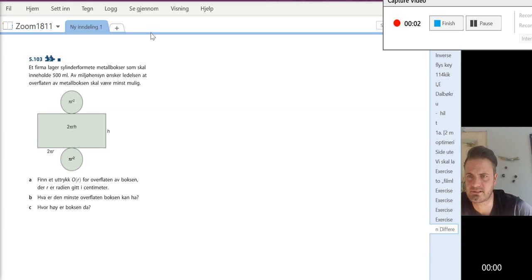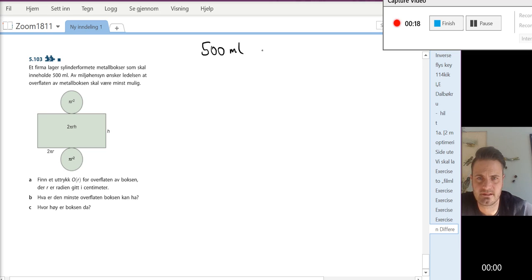103, and we have some puzzles here. It means that this is a difficult one. But we're going to find a cylinder shaped metal box which will contain 500 milliliters.